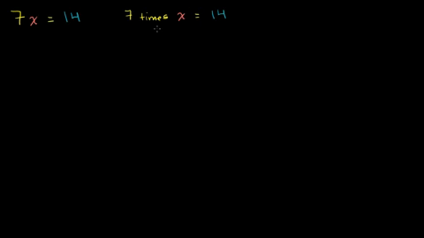You could literally go through the 7 times tables. You say, well, 7 times 1 is equal to 7, so that won't work. 7 times 2 is equal to 14, so 2 works here. So you would immediately be able to solve it. You would immediately, just by trying different numbers out, say, hey, that's going to be a 2. But what we're going to do in this video is to think about how to solve this systematically.